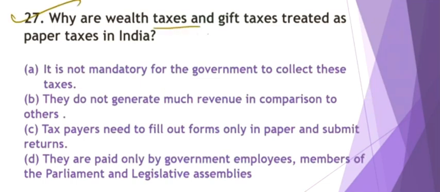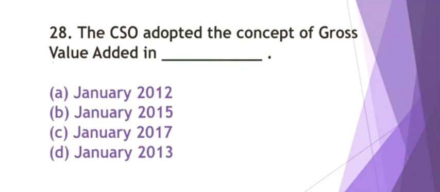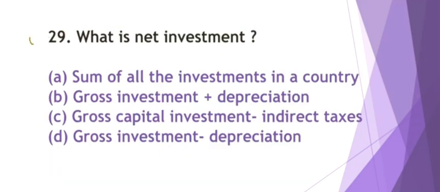27. Why are the wealth taxes and gift taxes treated as paper taxes in India? Option number B. They do not generate much revenue in comparison to others. Question number 28. The CSO adopted the concept of gross value added in option number B, January 2015. 29. What is the net investment? Option number D, gross investment minus depreciation.